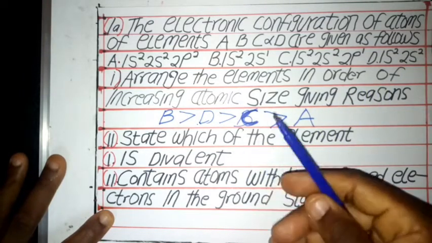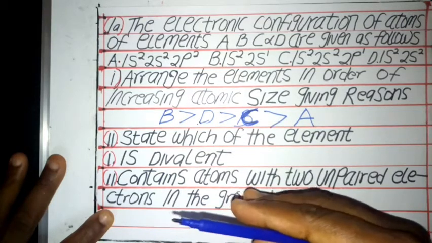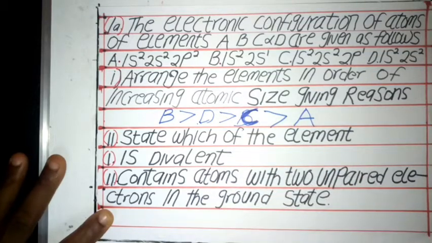And the reason would be, as you move from left to right across the period, additional electrons enter the same shell. When that happens, the attraction of the nucleus for the electrons increases, or you say the nucleus pulls the electrons inward, and by so doing, it reduces the atomic size. So that is the answer for that first question.